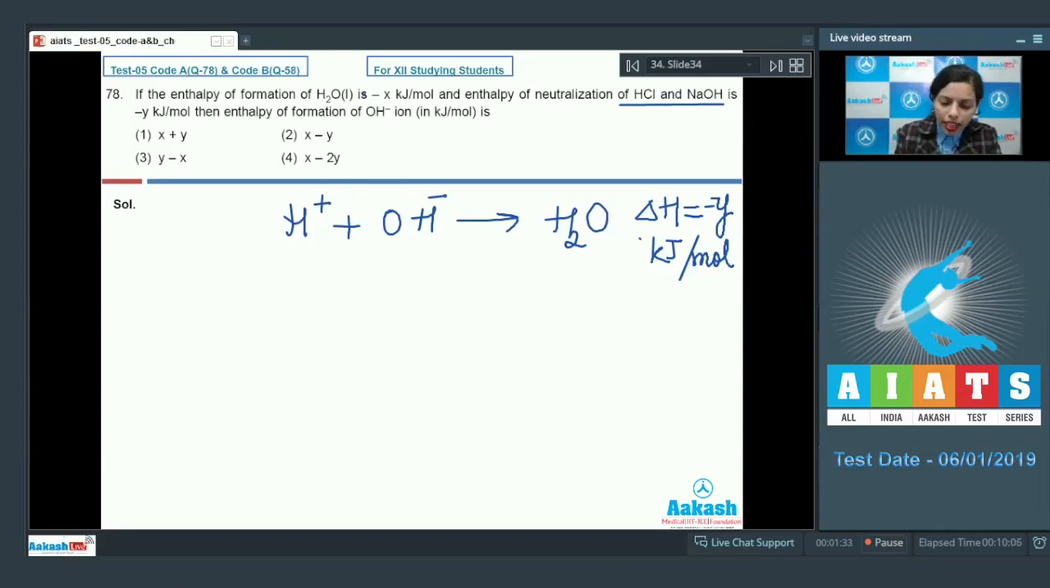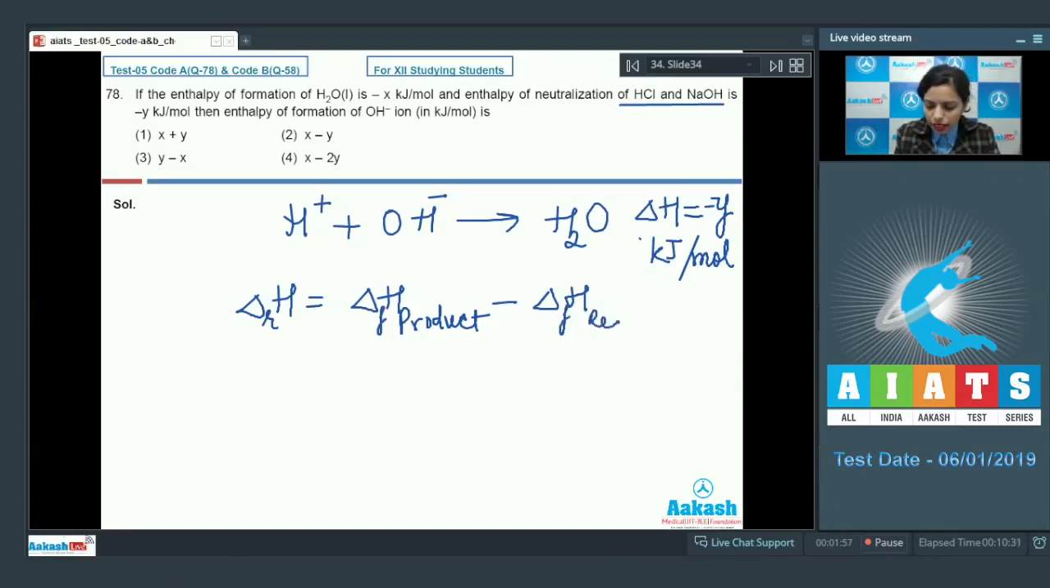Further, if the enthalpy of formation of H2O is minus x kilojoule per mole, then you have to find out the enthalpy of formation of OH minus ion. We should always know that the enthalpy of a particular reaction is equal to the enthalpy of formation of product minus the formation enthalpy of reactant.